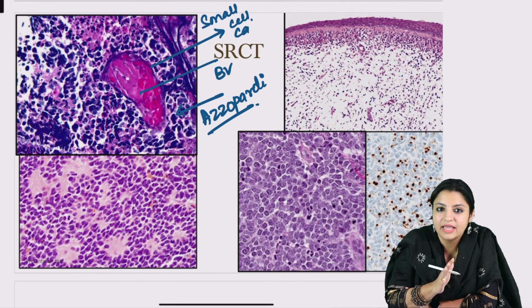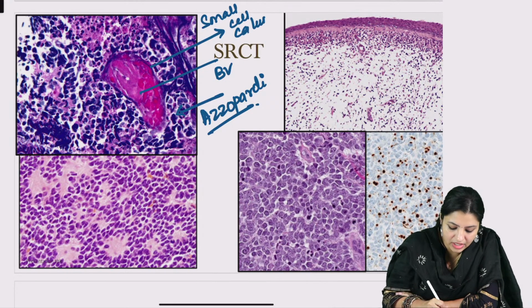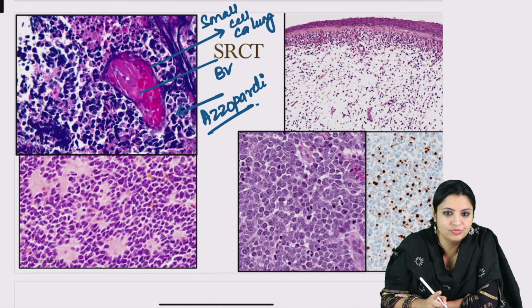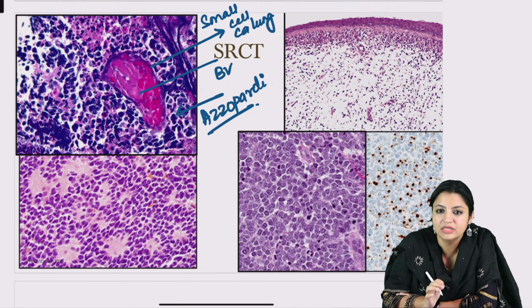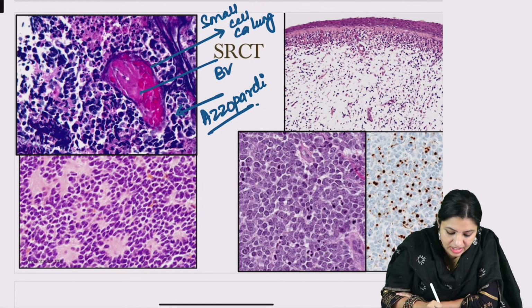Then the second one. The second small round cell tumor which should catch your eye here: can you see this pink-colored material inside the blue cells? There is a pink-colored material inside those blue cells. Who's going to tell me what this is? These are your typical Homer Wright rosettes.